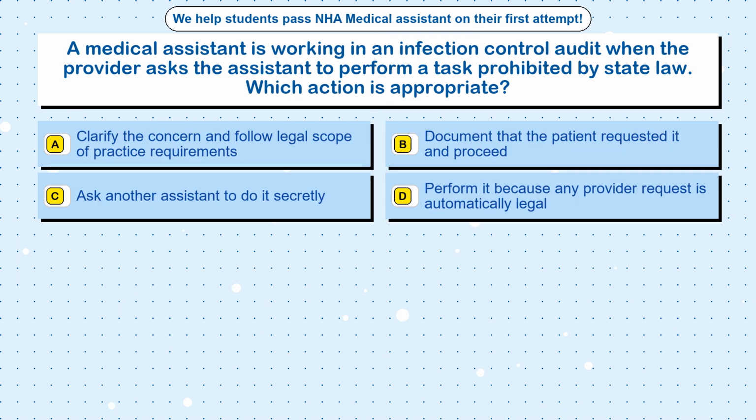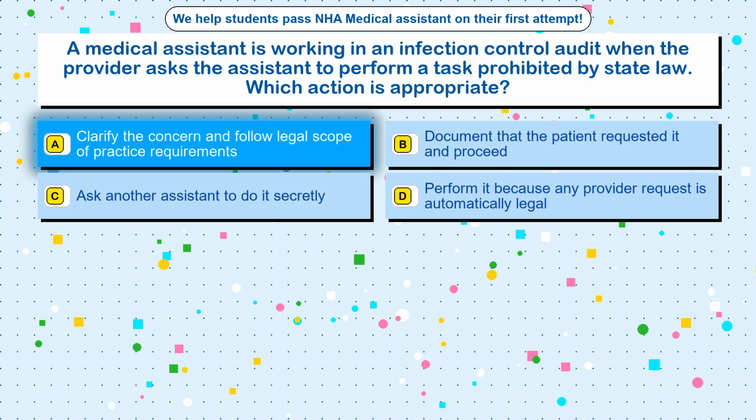Question 91. A medical assistant is working in an infection control audit when the provider asks the assistant to perform a task prohibited by state law. Which action is appropriate? Option A. Clarify the concern and follow legal scope of practice requirements. Option B. Document that the patient requested it and proceed. Option C. Ask another assistant to do it secretly. Option D. Perform it because any provider request is automatically legal. The correct answer is option A. Clarify the concern and follow legal scope of practice requirements.